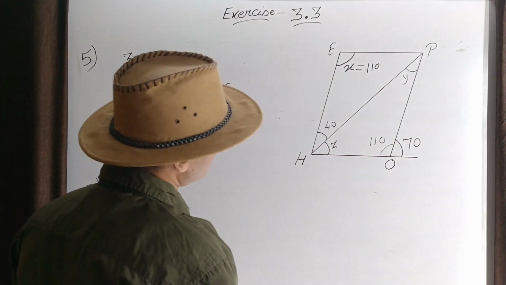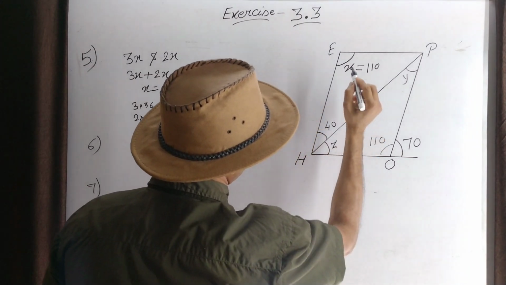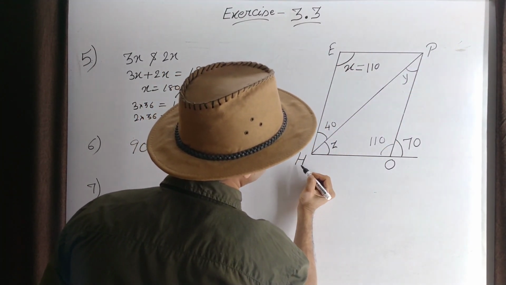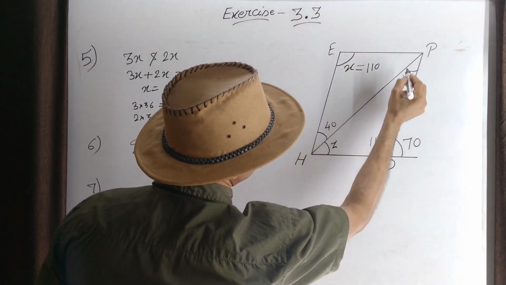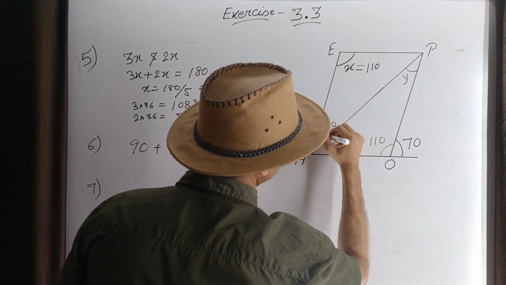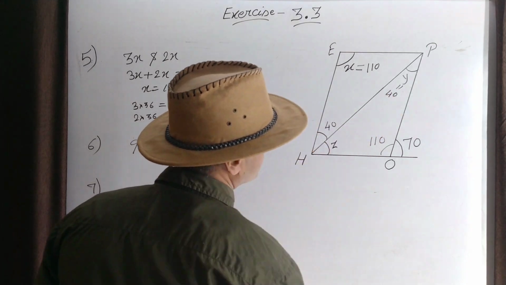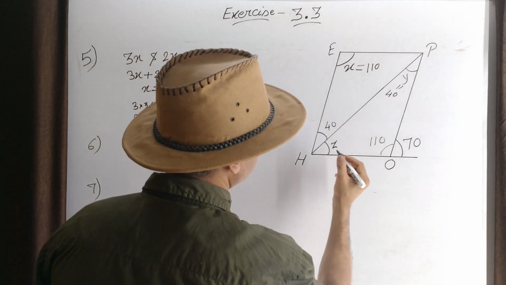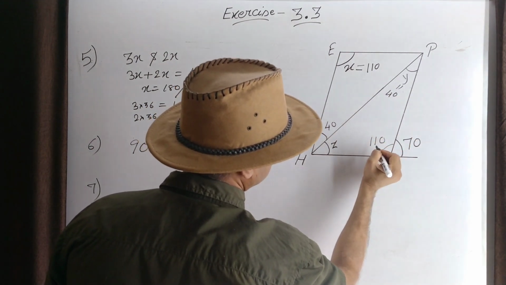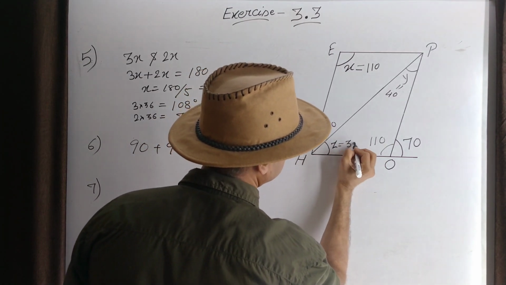Okay. Now this angle is 40 degrees. These two are parallel lines. PH is a transversal, so these are alternate interior angles. So if this angle is 40 degrees, y will also be 40 degrees. Correct? Now z. This forms a triangle. So 40 plus 110, that is 150. 180 minus 150, that is 30.